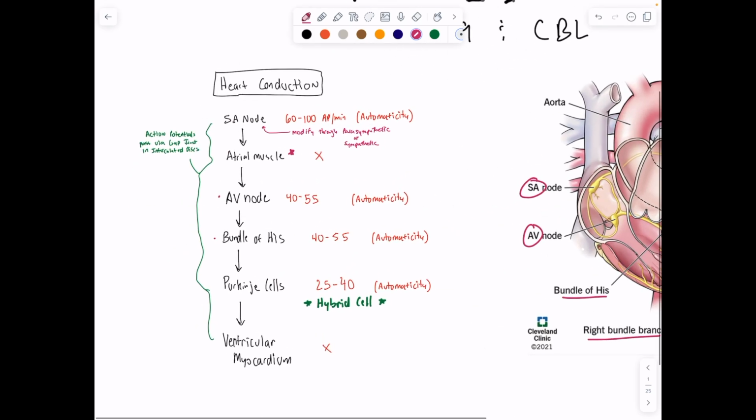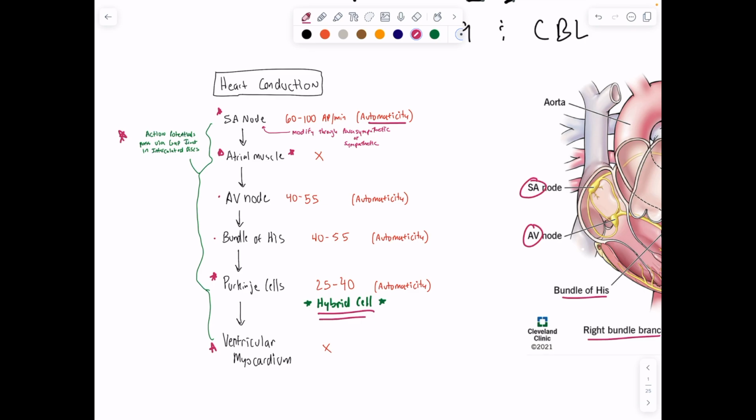And so we're having these action potentials passed through the gap junctions in the intercalated discs, and then we're also dealing with different action potentials in the sense that our cells that have automaticity are going to have a different action potential curve than our atrial muscle and ventricular muscle, and even our Purkinje fibers, which are going to be kind of a hybrid between the two action potential types we're going to see overall today.